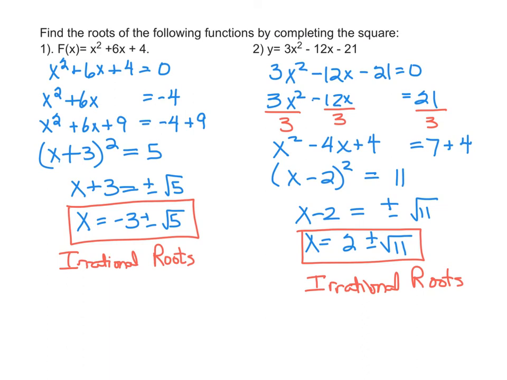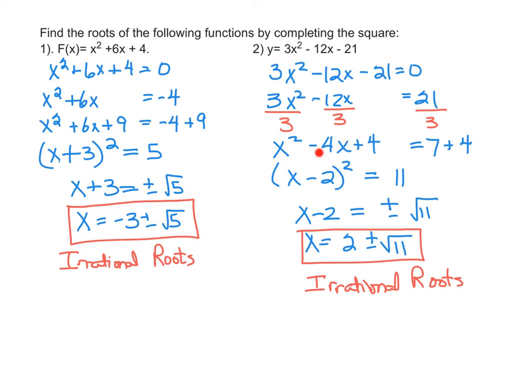Now I'm going to take the square root on both sides of the equation. On the side with the number, make sure you do the positive and negative square root, and then subtract 3 from both sides of the equation to get the solution. For number 2, I did the same thing by setting the equation equal to 0 and then adding 21 over to the right side of the equation. Because the x squared had a coefficient other than 1, I divided each and every term by 3. So that gave me x squared minus 4x equals 7.